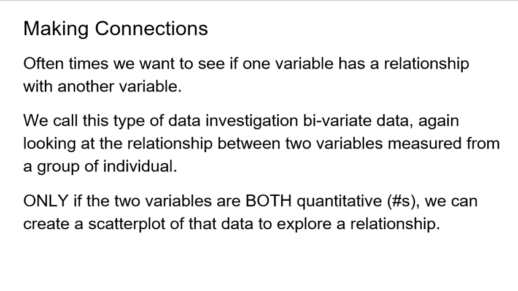But this is important. If those two variables are both quantitative, we can create a scatter plot of that data to explore the relationship. We can look at relationships between eye color and favorite flavor of ice cream, both categorical. There really might be a relationship there. There could be a relationship between your political party affiliation and where you live. Again, both categorical. But if we want to make a scatter plot to put a number to that relationship, both variables have to be quantitative. For example, we could look at height and weight, and we could definitely make a scatter plot of that.